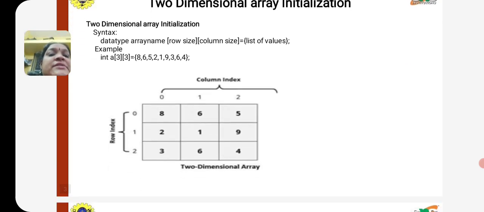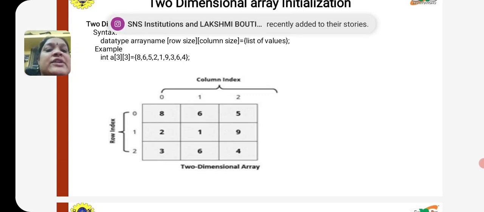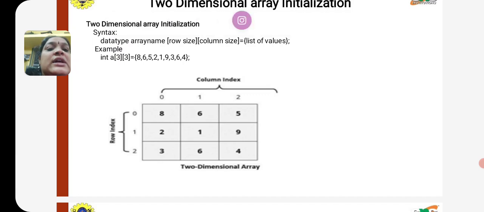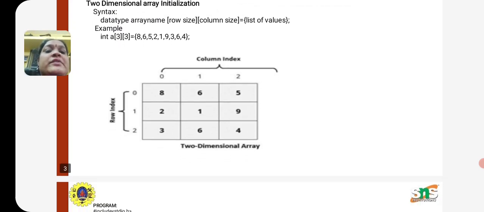So how can I initialize the value? The first three values are the first row, the second three values are the second row, and the third row values are 3, 6 and 4, which means that a of i j. A of 0 0 is 8, a of 0 1 is 6, a of 0 2 is 5. Similarly, a of 1 0 is 2, a of 1 1 is 1, a of 1 2 is 9, and similarly a of 2 0 is 3, a of 2 1 is 6, and a of 2 2 is 4.